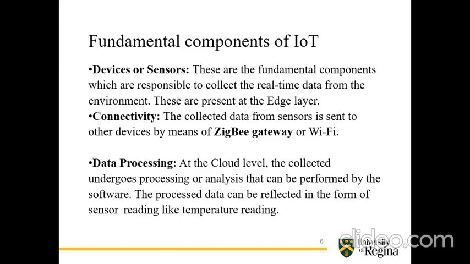Data processing. At the cloud level, the collected data undergoes processing or analysis that can be performed by the software. The processed data can be reflected in the form of sensor readings like temperature reading. So data processing is done at the fog layer and cloud level both. Data processing means we need to analyze the data. So only the crucial data we send to cloud, not all the data. Like when one sensor sends the reading of temperature, we just need to figure out which reading should go to cloud. So only that reading will go to cloud, not all the readings.